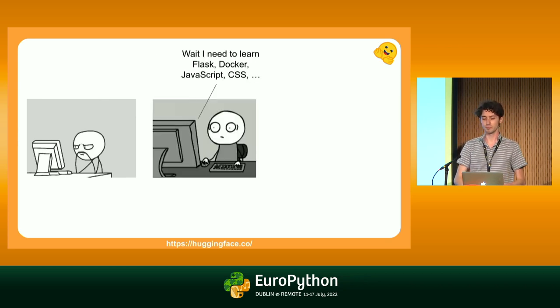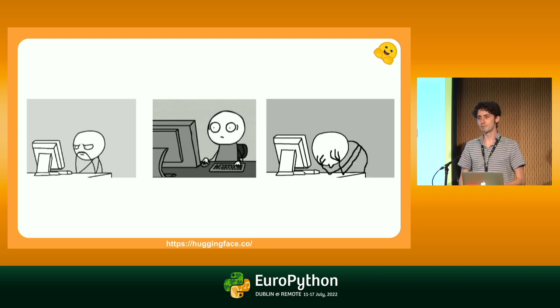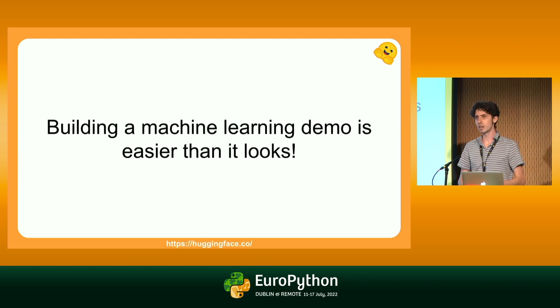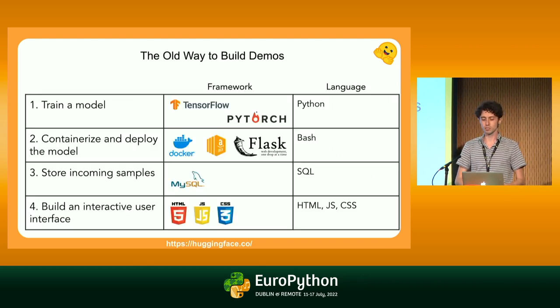And previously, let's say, you spend 6 months training some fancy models, and then you want to build a web app. So then you realize that you need to learn JavaScript, Flask, Docker, CSS. And then you might say, OK, I won't do it. Building a demo will be quite complicated. But now building a demo is easier than it looks.